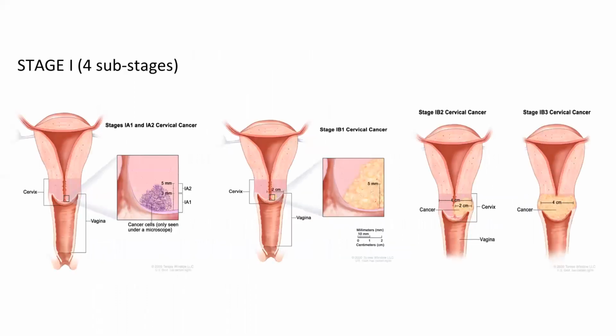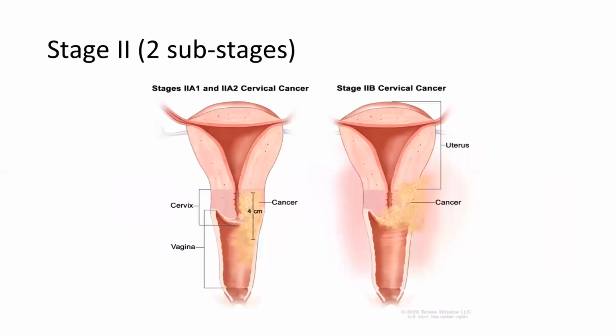And there are four stages of cervical cancer. In the first stage, there are four substages. In the first substage, the cervical cancer cell starts out as a small pencil line, but in the other substages, it starts to metastasize or grow throughout the cervix. In the second stage, there are two substages, and we could see that it metastasizes from the vagina all the way throughout the uterus.